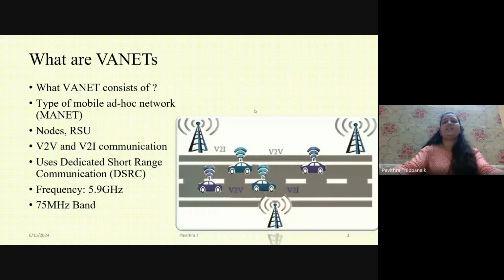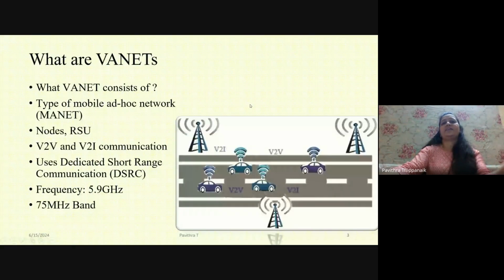And if a vehicle is equipped with such an OBU, then it is considered a node. If there is no OBU, we cannot consider that vehicle a node in the case of our VANETs. Apart from that, the second component is the RSU, that is the roadside unit. Roadside units have internet connectivity, being connected to another centralized system, which helps these RSUs get the internet facility. And these RSUs can provide that internet facility to the vehicle users.